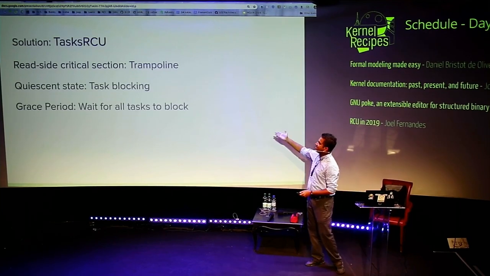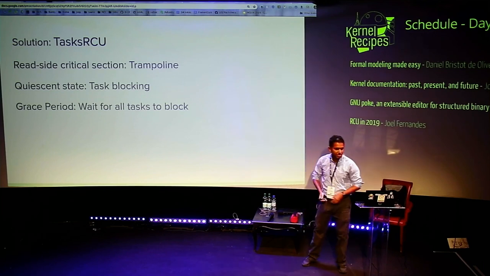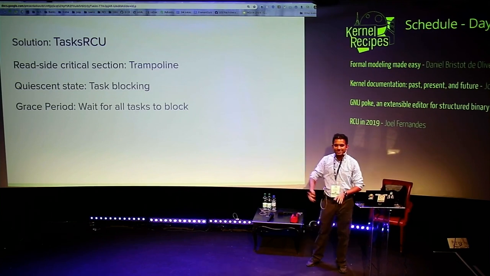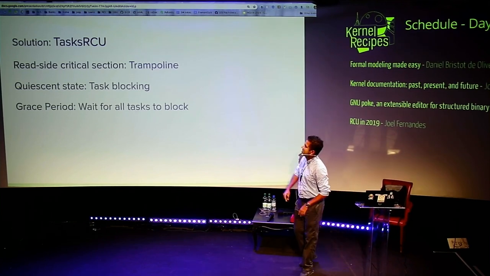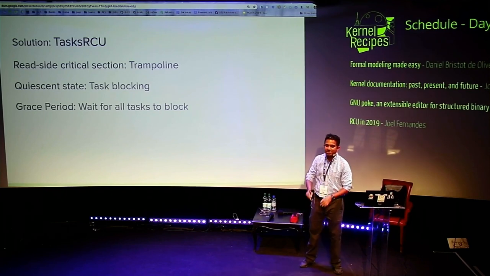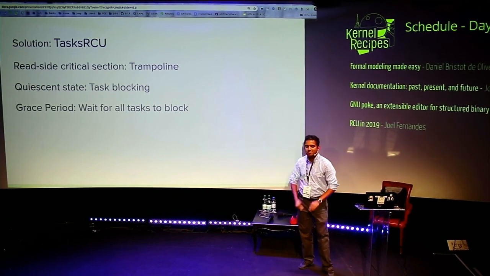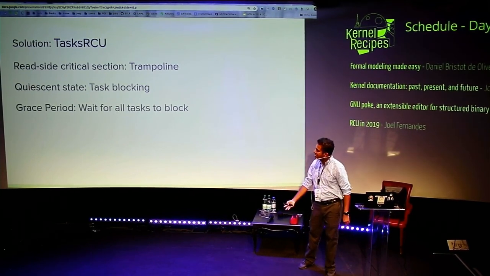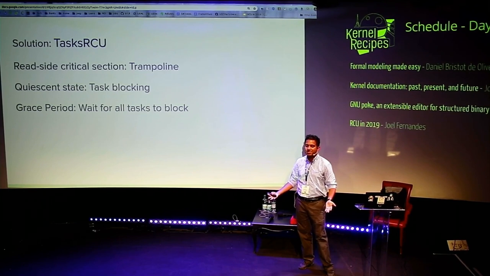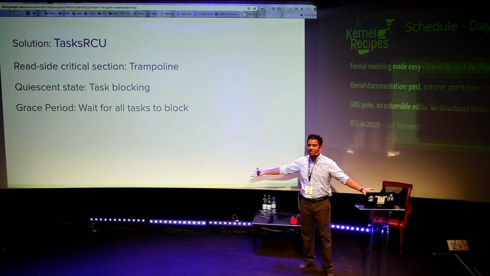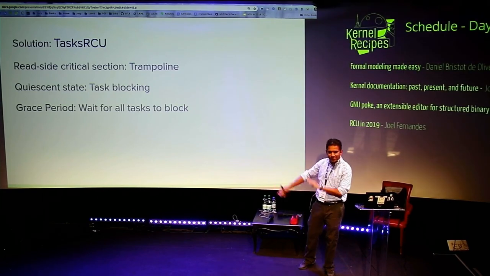So the solution to that is task RCU, which Paul added some time back. Basically, we define RCU to use these properties. If you're on a trampoline, it means you're in a read side critical section. If the task blocks, that means you're in a quiescent state. And a grace period basically means you take all the tasks on the system, and you wait for all of them to block. All of them have passed the quiescent state. Grace period has ended. So that's the definition of task RCU.